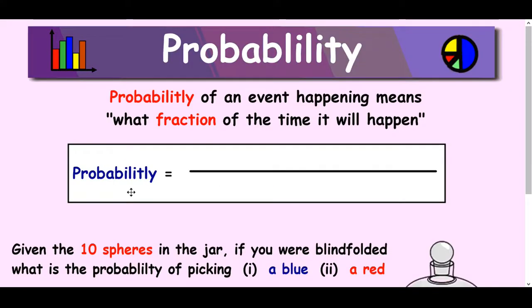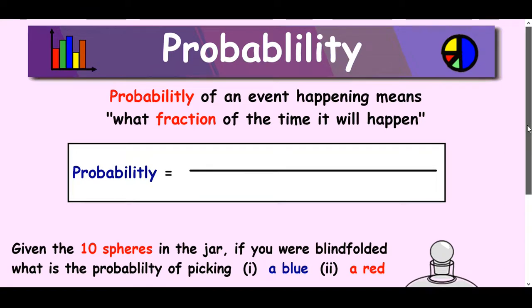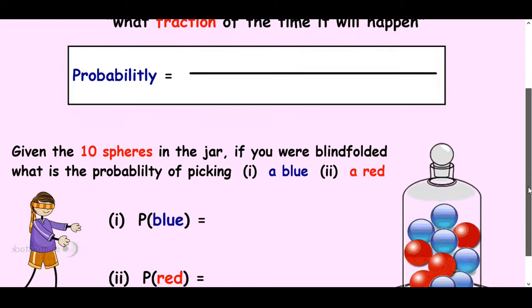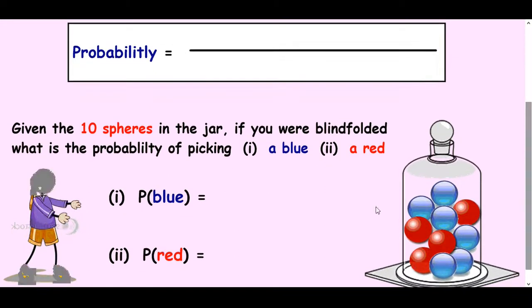Right, let's look more at writing it as a number or a fraction and so on. So the probability of an event happening means what fraction of the time it will happen. Now to understand that, I've got a wee example down here. I've got this person here. There's 10 spheres in the jar. And if you're blindfolded, what's the probability of picking a blue firstly and the probability of picking a red?